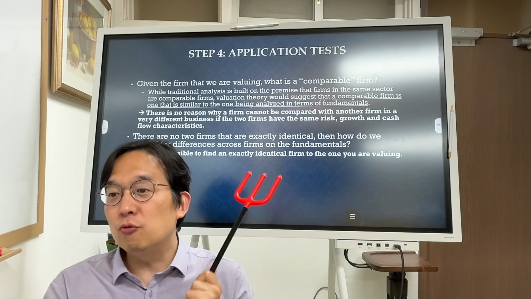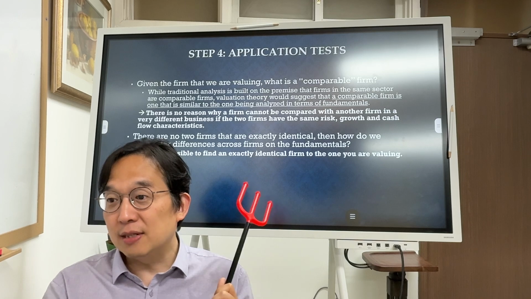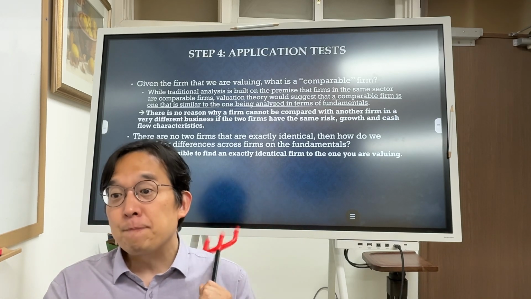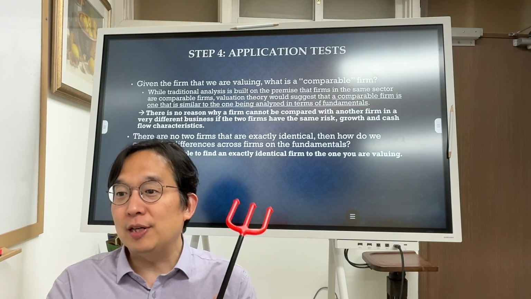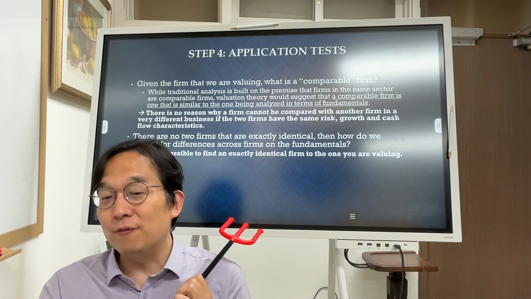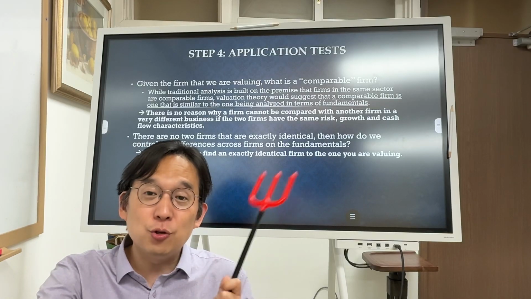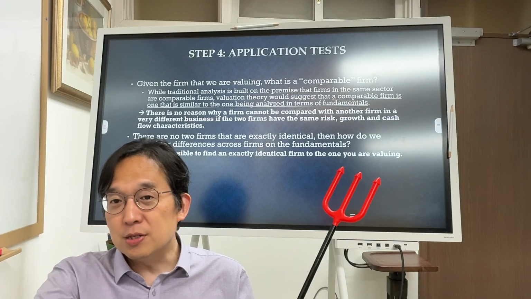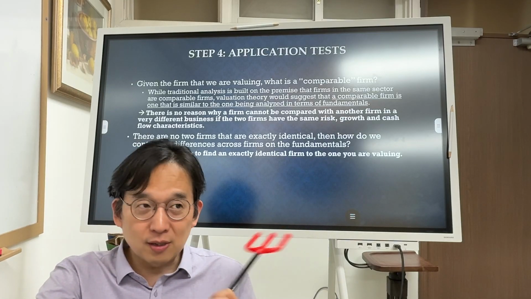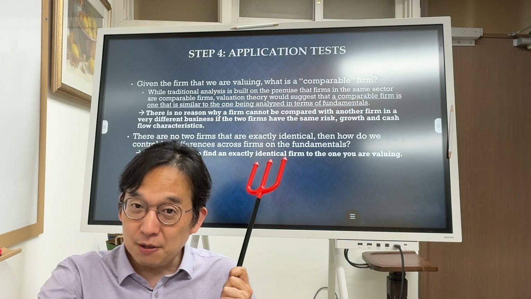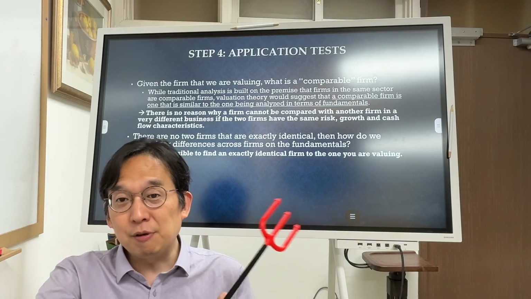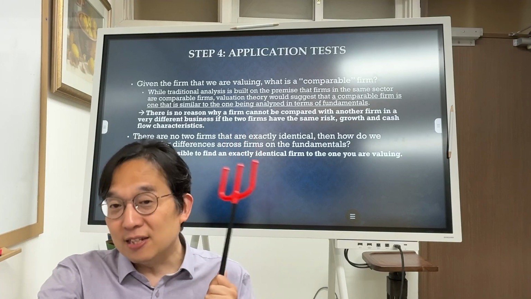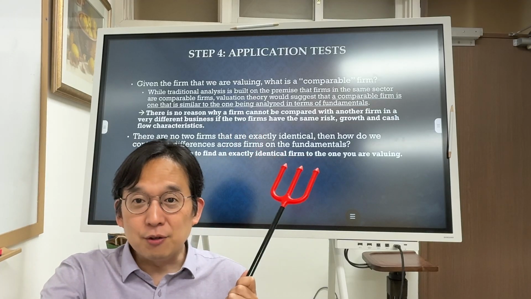And there are no two firms that are exactly identical. Then how do we control for differences across firms in the fundamentals? It is impossible to find an exactly identical firm to the one you are valuing. So in the end, we will use regression analysis. Univariate regression is the most typical analysis we'll do, application. Another is multiple regression, so that you can control for these fundamental variables and still find undervalued stocks, okay?